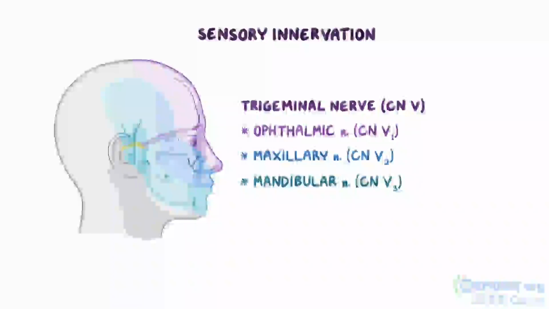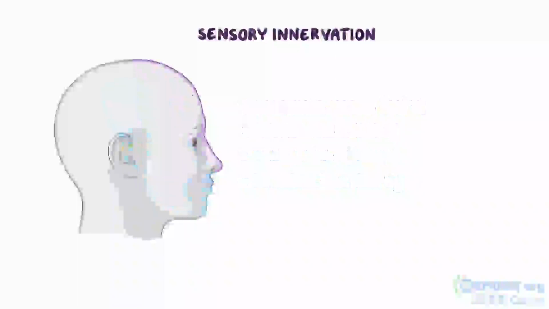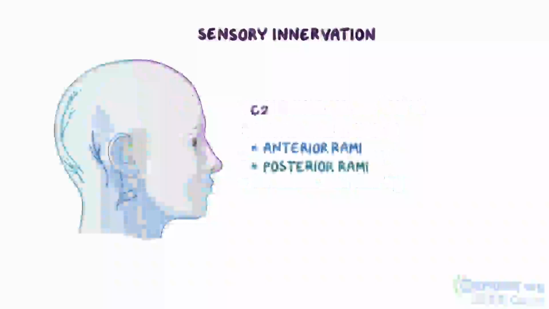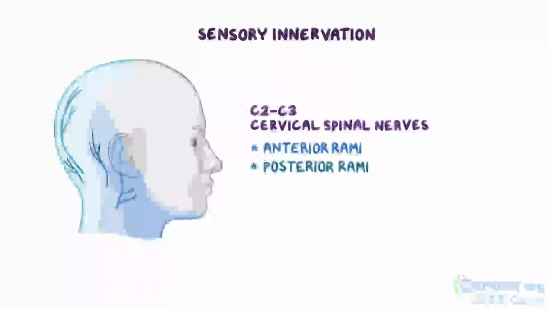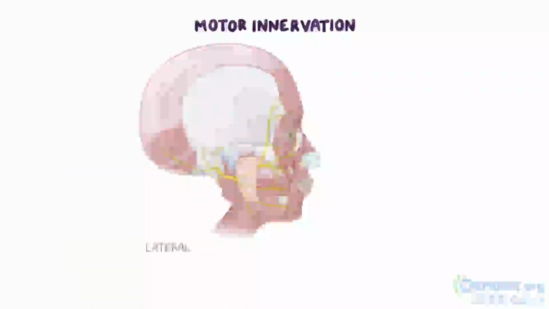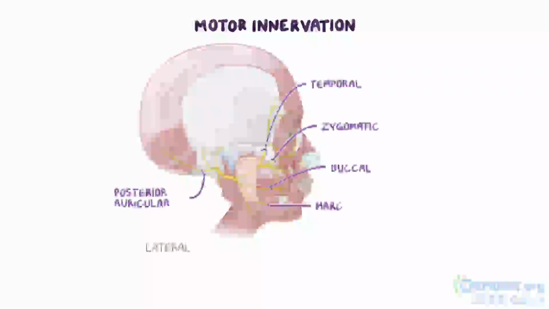A small part of the sensory innervation of the face comes from branches of the anterior and posterior rami of the C2 to C3 cervical spinal nerves. Motor innervation for the muscles of the face is provided by the facial nerve via its 6 branches: the posterior auricular, temporal, zygomatic, buccal, marginal mandibular, and cervical branch.